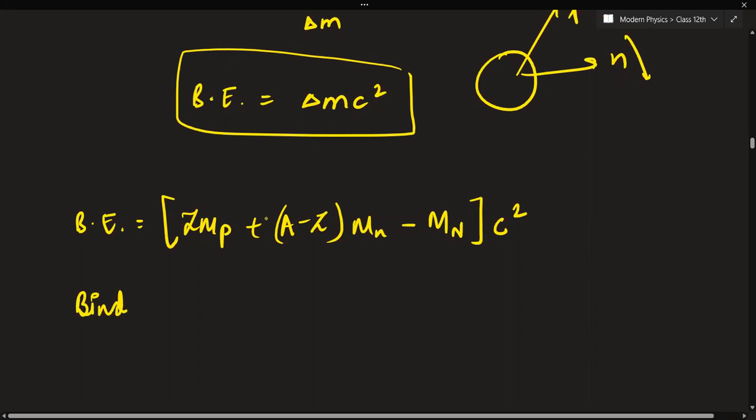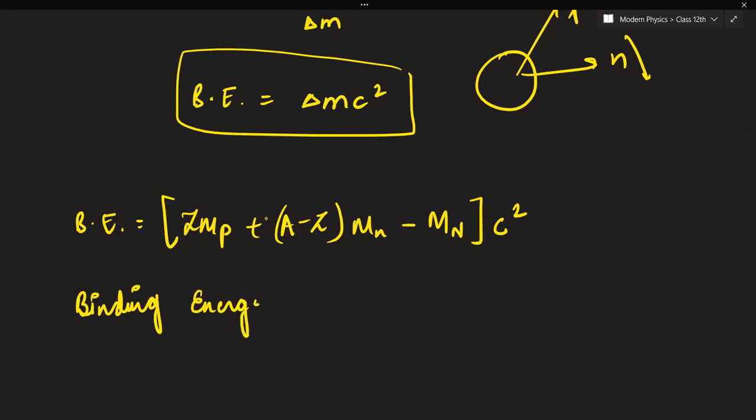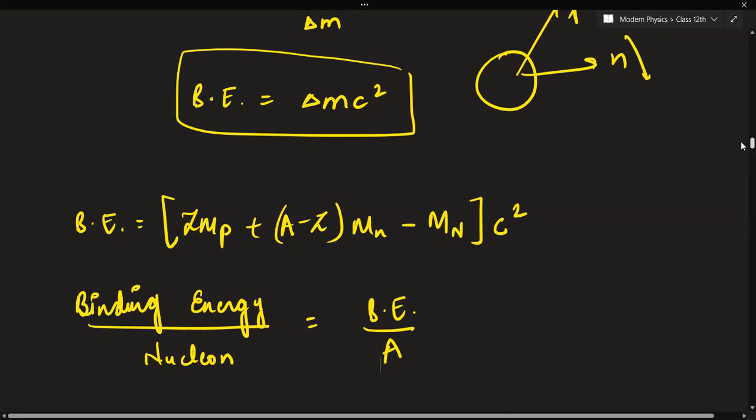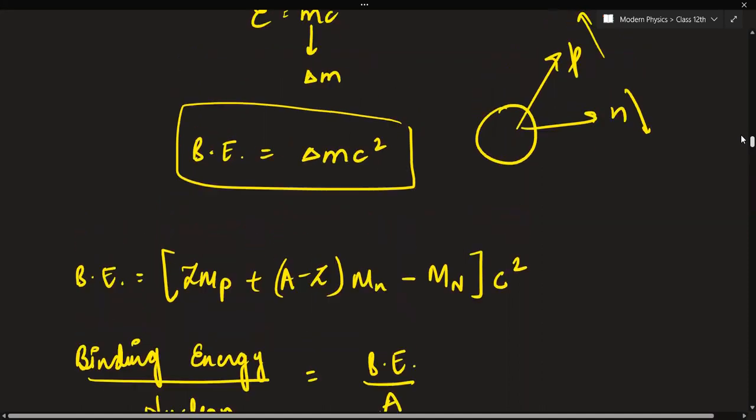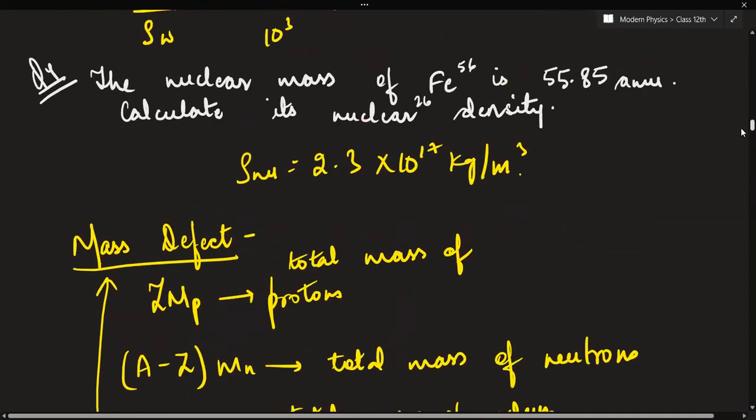binding energy per nucleon, then divide the binding energy simply by the mass number. Now, how is it dependent on mass number? That I'll tell you. First, note down all these points, then there's a curve that I'll tell you that shows how it is dependent on the mass number. Note down these few points.